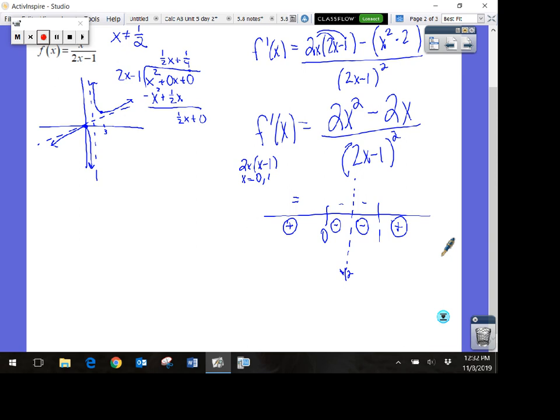I already did that. I know 0, it's 1/2. Check the denominator, because what happens when I plug a number in here? It's squared, so everything's positive, so positive doesn't do anything to it. So I don't need to include that in my plus and minuses. If that squared wasn't there, then yes, that would affect my sign chart.